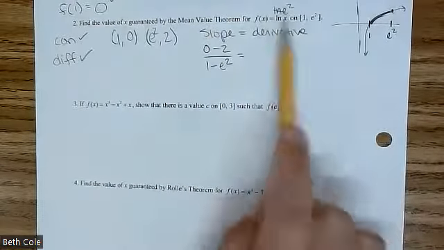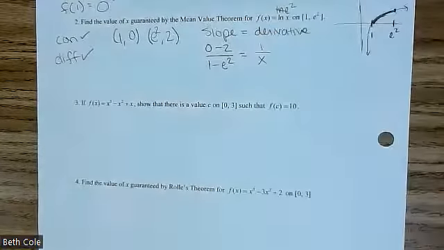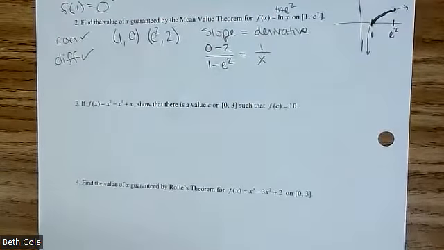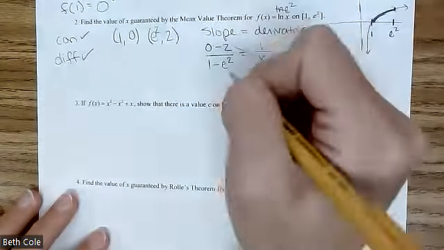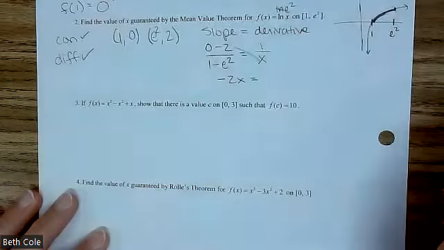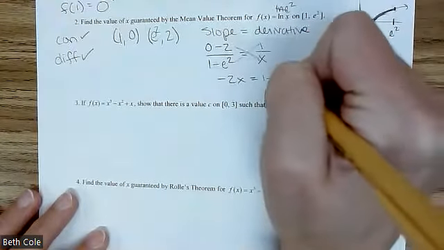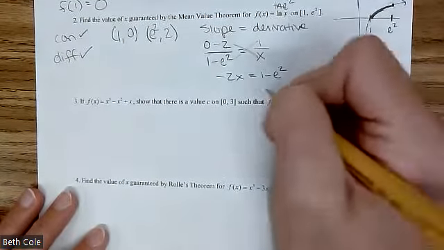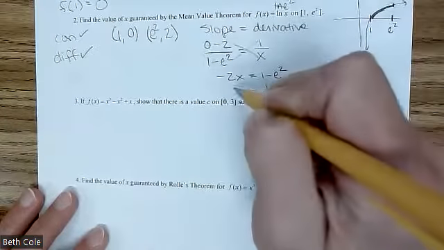All right, and then derivative. What's your derivative of ln? 1 over x. And then we're going to have to solve that for x. Now, when you have a fraction equals a fraction, do you remember this from algebra class? Yeah, cross multiply. So if you cross this way, that'll be negative 2x. And if you cross this way, it'll just be 1 minus e squared. And then divide by negative 2. So 1 minus e squared over negative 2, whatever that is.